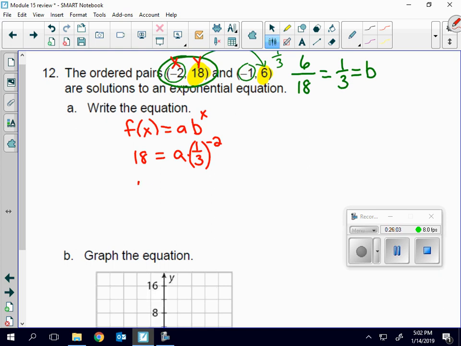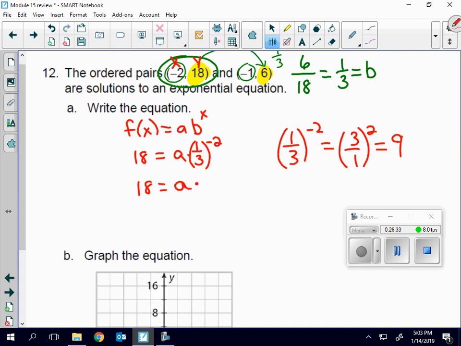Let's find a. It's a times, well, 1/3 to the negative power, we need to flip it. And I'm going to write it over here. We have 1/3 to the -2nd power is the same as flipping it, 3/1, which is just 3 to the 2nd power, which is 9. So this is a times this thing, which is 9. I just figured that out. So then when I find a, I'm going to divide by 9 on both sides, so 2 equals a.